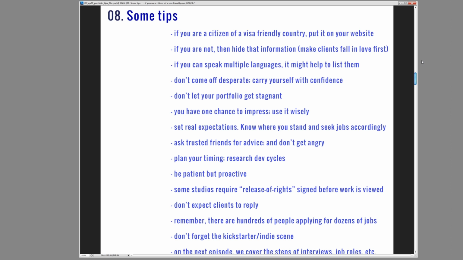And some companies in the US, for example, don't do visas. Now, don't let that depress you. It doesn't mean that you cannot get a job if you're from a country where the visa is hard to get. I mentioned that in part 2, which is if you're not from a country with a friendly visa, well, hide that information first. Make the clients fall in love with your work first. And if they really like your stuff, some will make ways to help you get a visa. So it's possible, but it's hard.